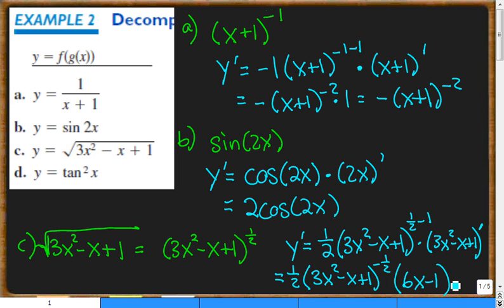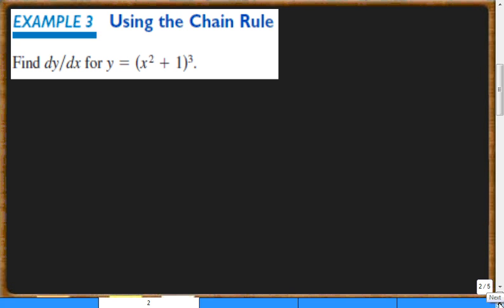So we can go forward and simplify a little bit more, but I've run out of room. But these are examples of how we not only identify what an inner and outer function is, but also what you have to do to go about taking the derivative of it. So let's look at a couple more examples.